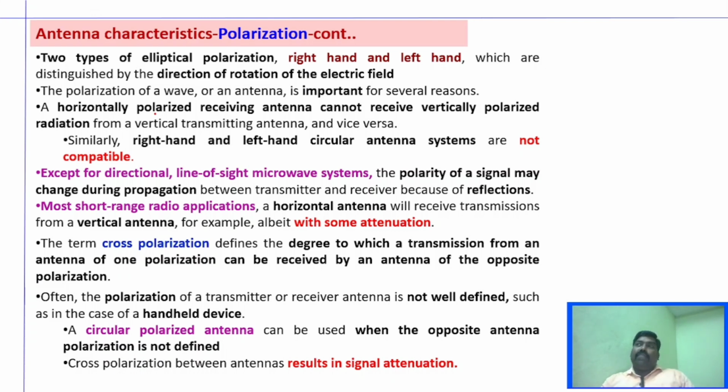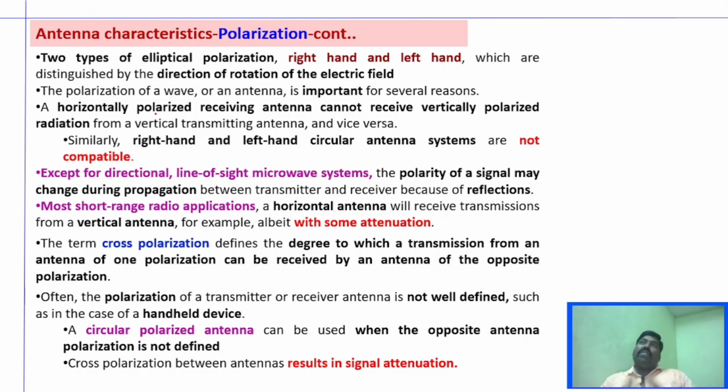Similarly, when we say horizontal and vertical polarized antennas are not compatible, similarly a right hand circular and a left hand circular polarized antenna are not compatible, right? And for any particular transmission, that is line of sight or directional transmission, the polarity of propagation will not change, but there are chances that because of distortions, because of ionospheric effect, the direction may change.